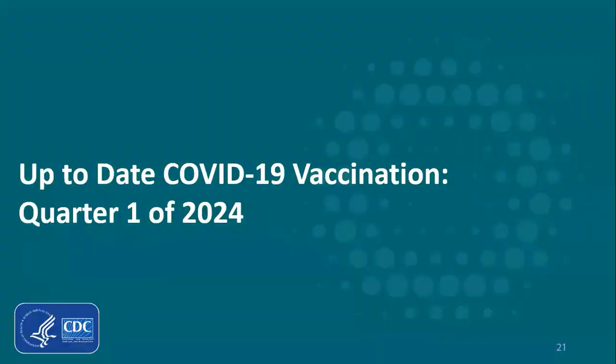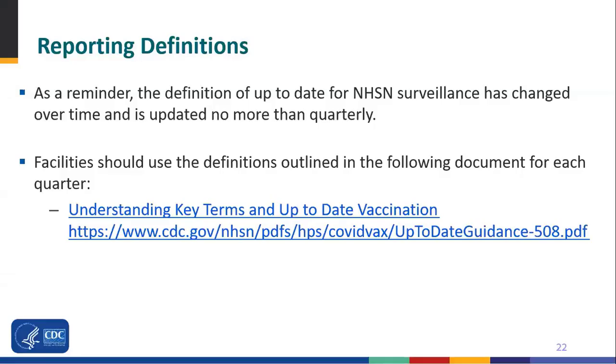We'll now review the definition of up-to-date vaccination that is being used for quarter 1 of 2024. The definition of up-to-date vaccination for NHSN surveillance has changed over time. Facilities should use the definitions outlined in the following document linked on the slide for each reporting quarter.